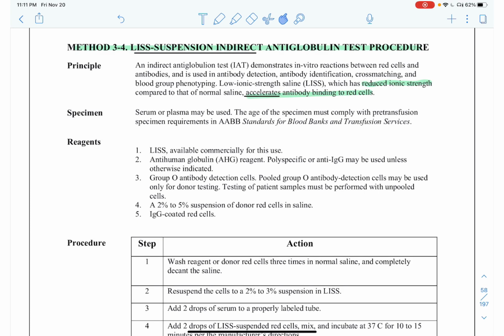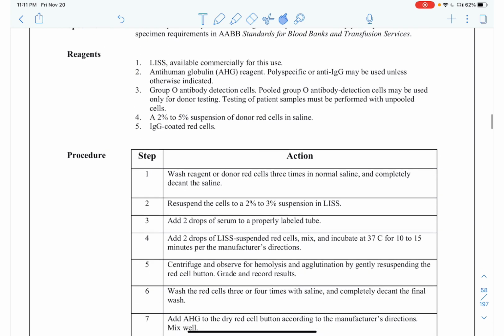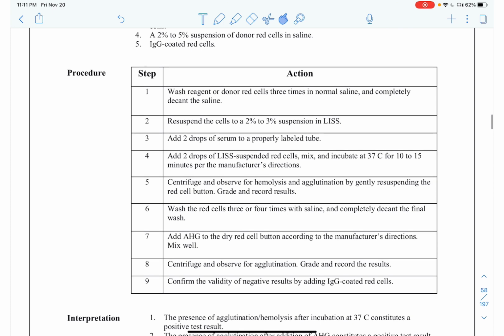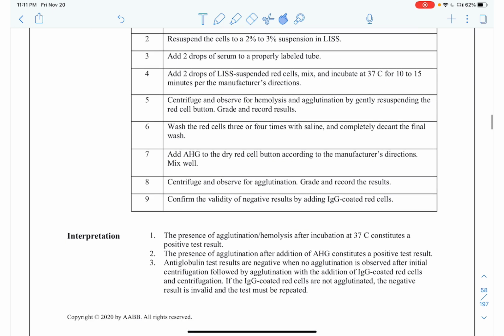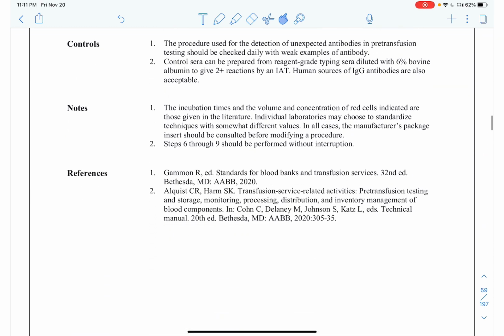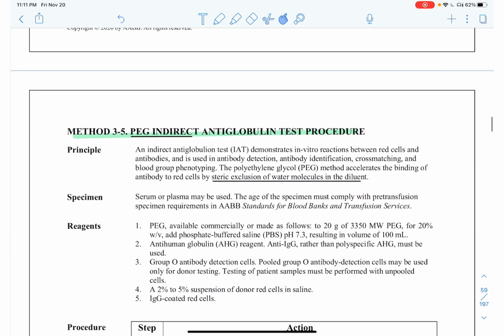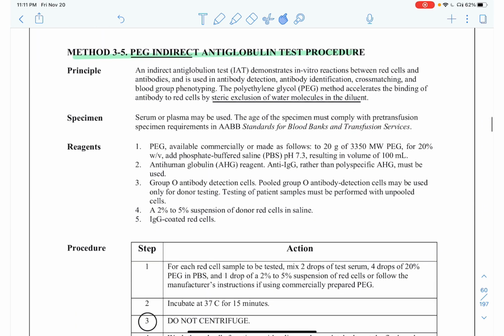Method 3-4 is much like method 3-3. It's just more specific to Liss suspension. I'll let you read over it, but again, it takes about 10 to 15 minutes to incubate at 37. Okay. Method 3-5 is our PEG indirect antiglobulin test procedure. I'm sure you've all used PEG before.